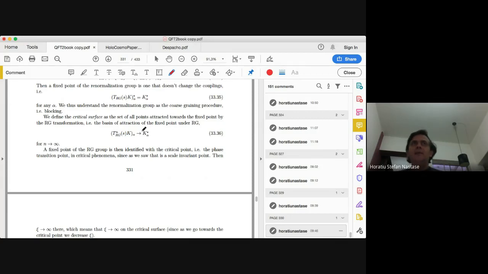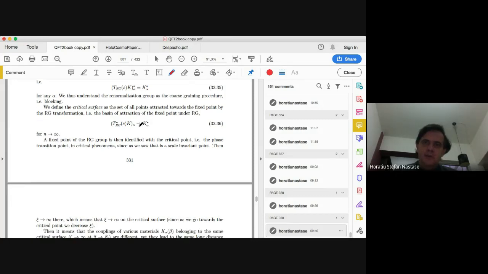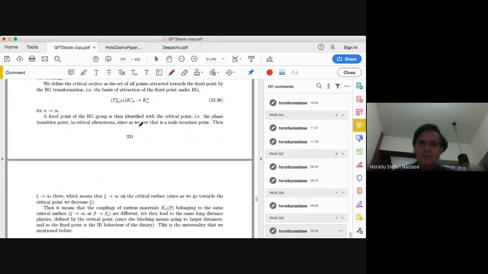So the conclusion of all this is that we think of the renormalization group as just a coarse graining procedure. Coarse graining meaning this blocking, averaging over a block. Okay. So renormalization group is coarse graining, that is blocking.